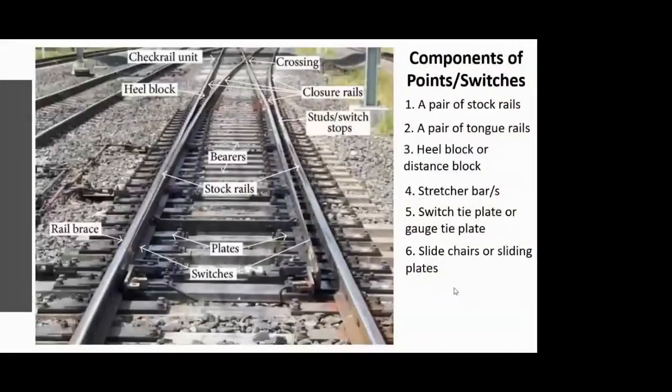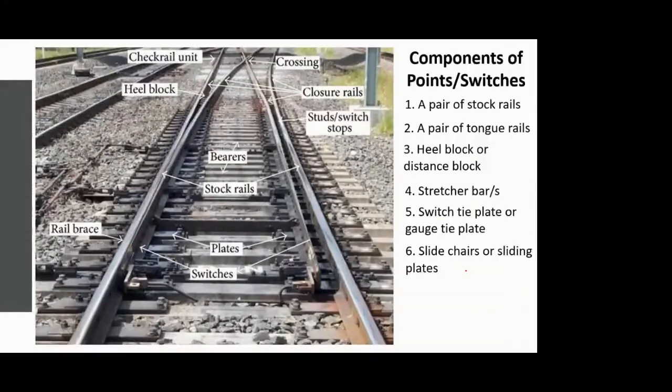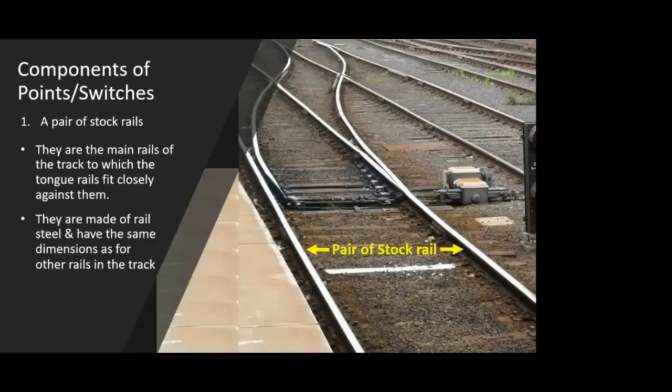In the last lecture, we completed the components related to the points and switches. In all, we had these 6 components. And apart from these 6 components, we also saw what is a heel of a point and what is a toe of a point. With the components, we saw what the stock rails are. Those are the main rails which continue throughout the track or which come from the previous track section.